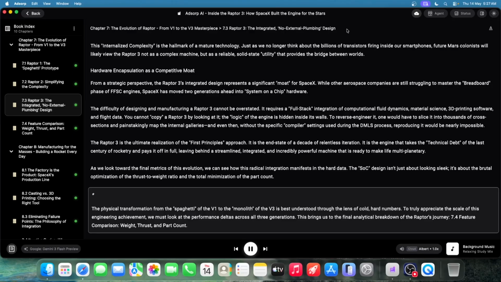To truly appreciate the scale of this engineering achievement, we must look at the performance deltas across all 3 generations. This brings us to the final analytical breakdown of the Raptor's journey. 7.4 feature comparison: weight, thrust, and part count.